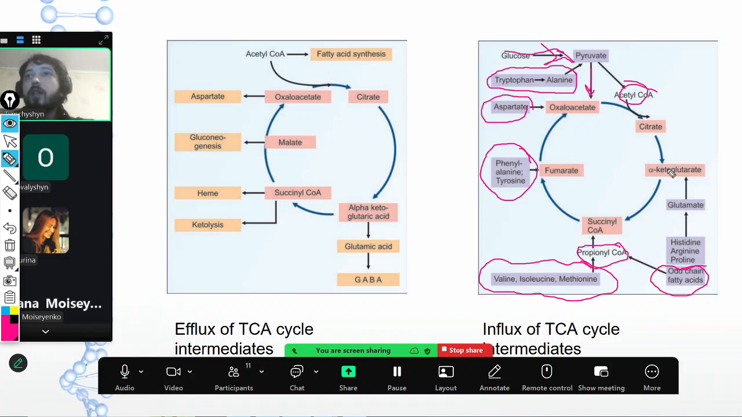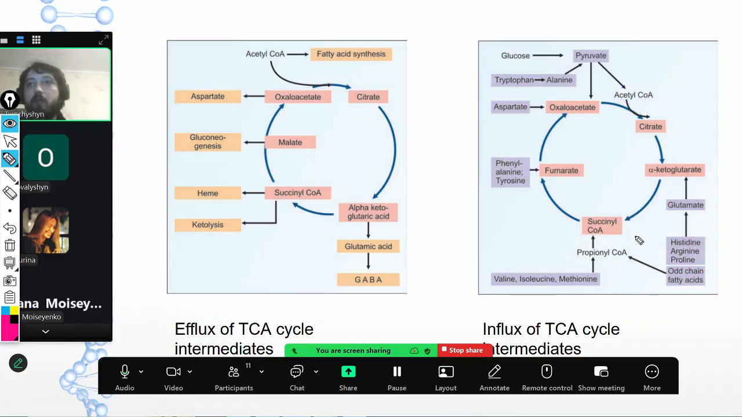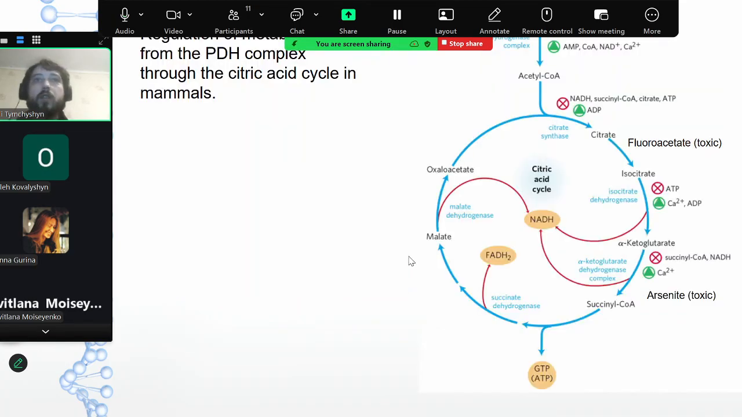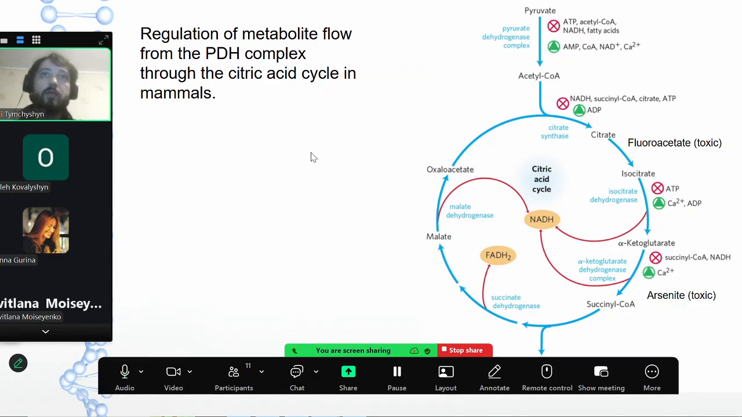Good, and you can get alpha ketoglutarate from glutamate and even more of the amino acids. So there are different ways to replenish compounds of the Krebs cycle and different ways that you can extract them and use for creating something useful.